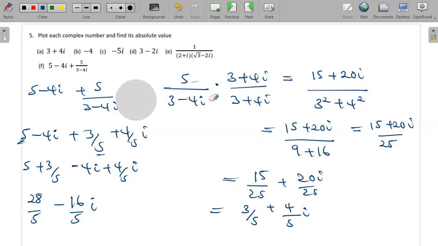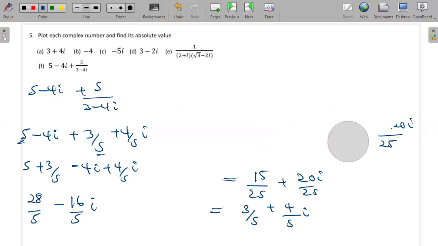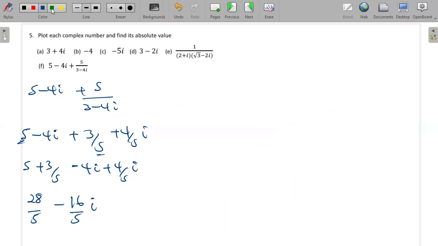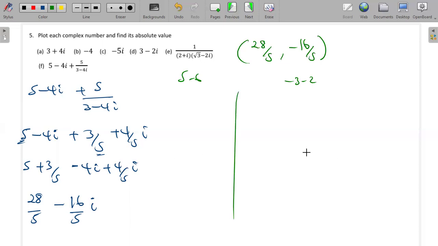So now, what am I plotting? What you're plotting is the point 28 over 5, comma, negative 16 over 5. So 28 divided by 5 gives us 5.6, and 16 divided by 5 is 3.2, so you get negative 3.2. So those are the approximations you have. Anyway, it won't even matter whether you know them or not.